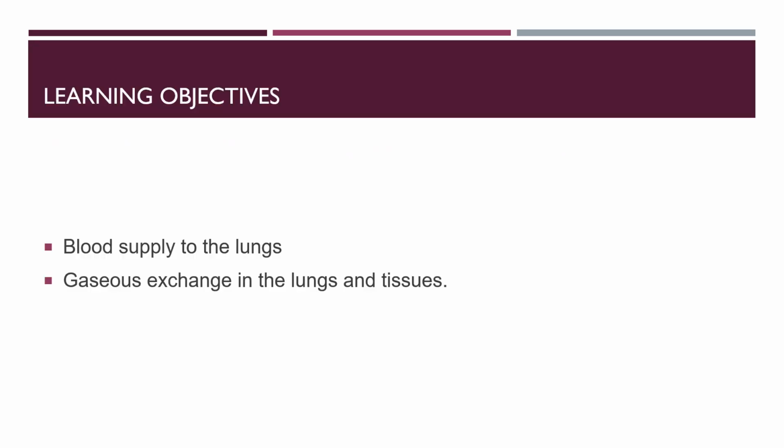So today we are going to discuss two main things. First is the blood supply: how is the blood supplied to the lungs? And the second one is the gaseous exchange in the lungs and the tissues. That is the alveolar gaseous exchange we will be studying. So alveolar gaseous exchange is the main important topic of discussion today.